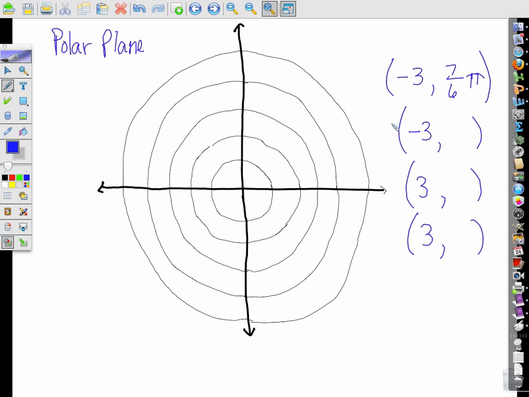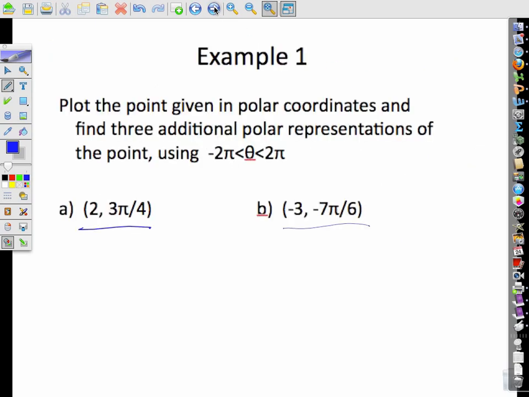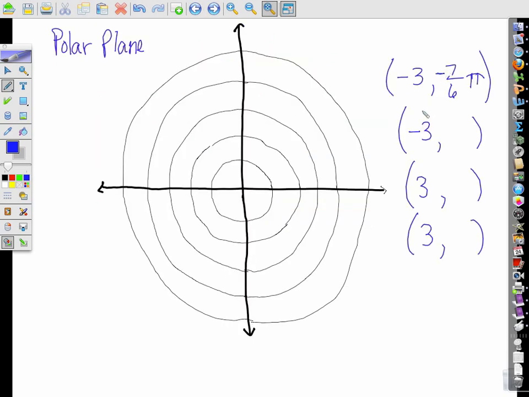Let's first find the actual location. I need to go to negative 7/6 pi. It is located right here, and it's 3 units out. Okay, this is the negative 7/6 pi, 3 units out. However, since r is negative, I actually need to do the reflection. So the reflection comes over here, so this is actually in quadrant 4. So this is actually the point.